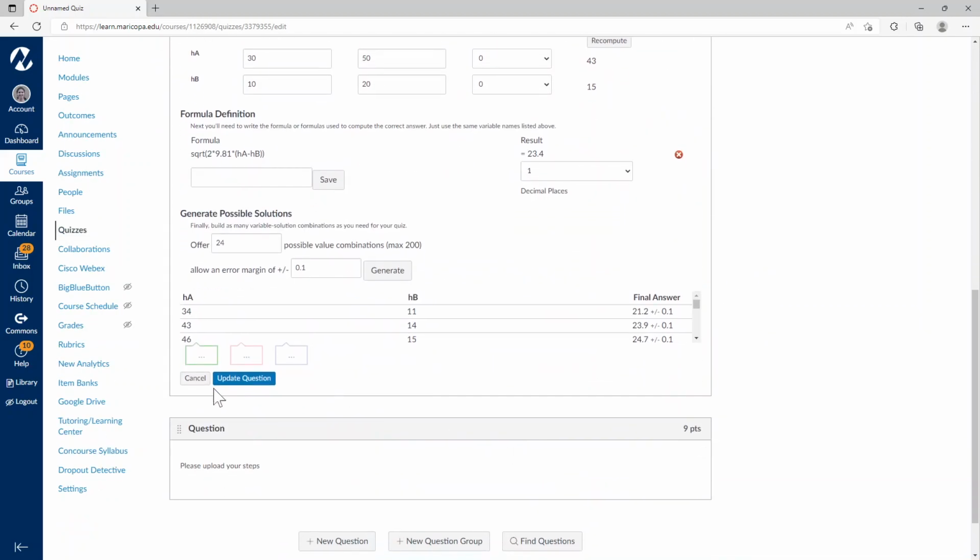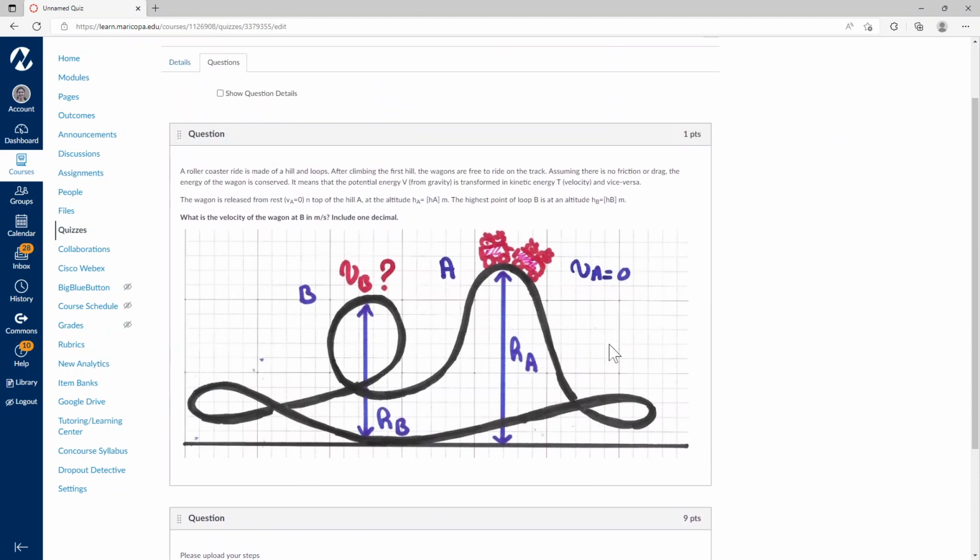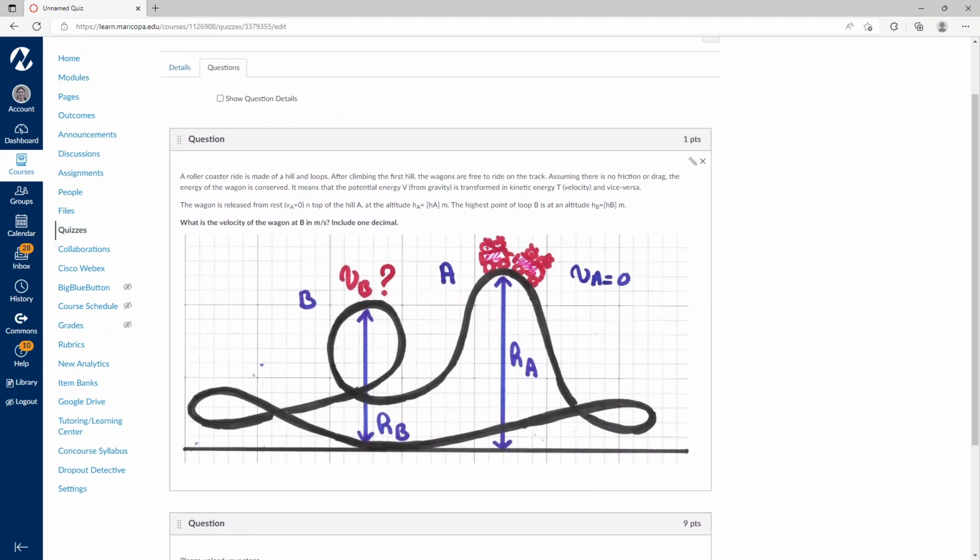And update the questions. And here we go. So that's the question. We add the bracket HA, bracket HB. We enter the formula and we generate a random set of values, and Canvas finds the VB for all those sets of values.